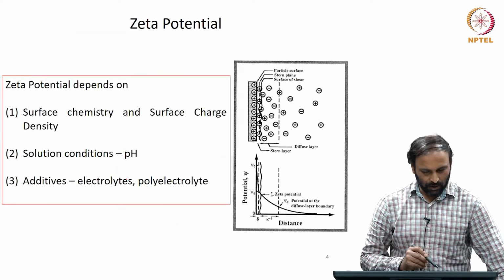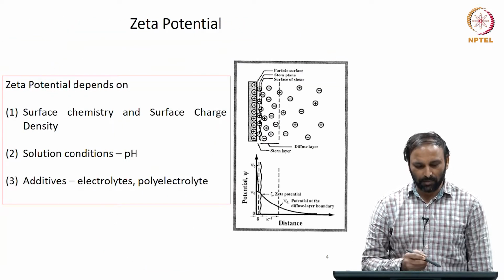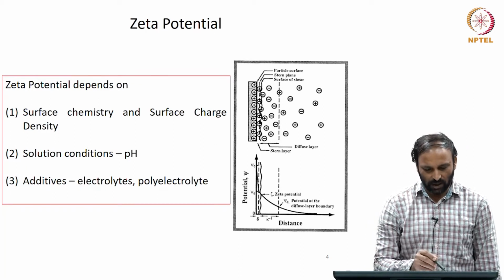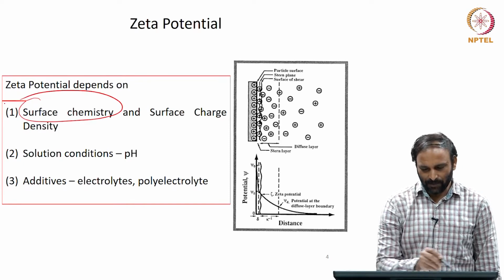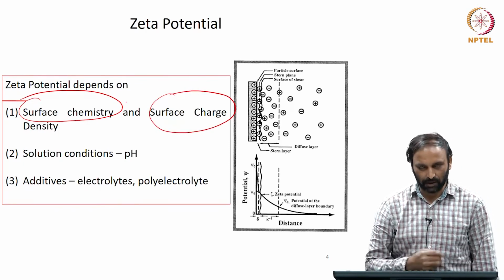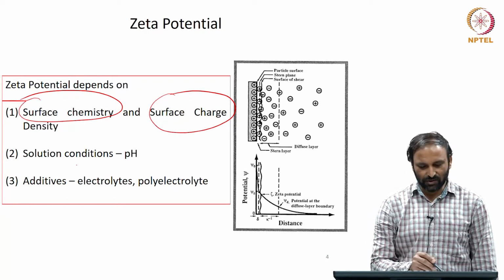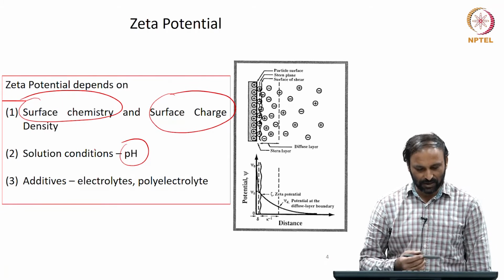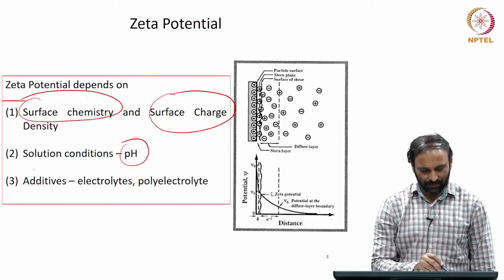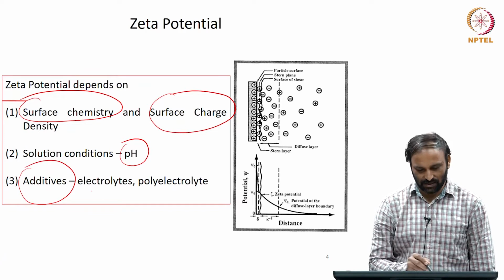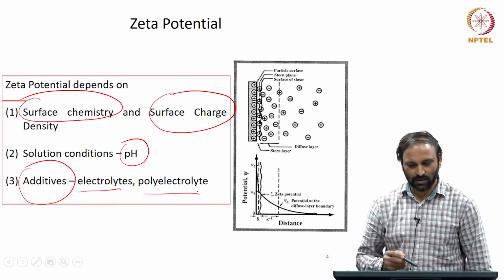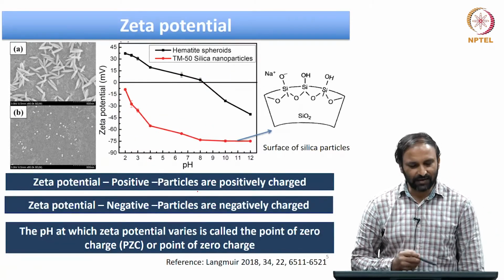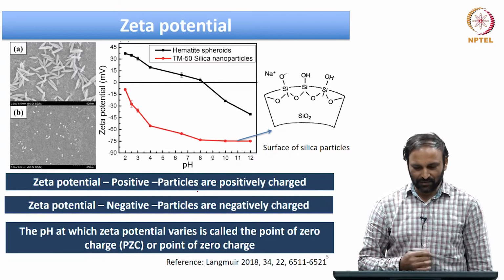So zeta potential depends on several factors. The factors that influence it are the surface chemistry and the surface charge density of the particles. It does depend on solution conditions. For example, the pH of the fluid is important. It also depends on the presence of additives such as electrolytes. Now, we look at some salient features of zeta potential for different materials.